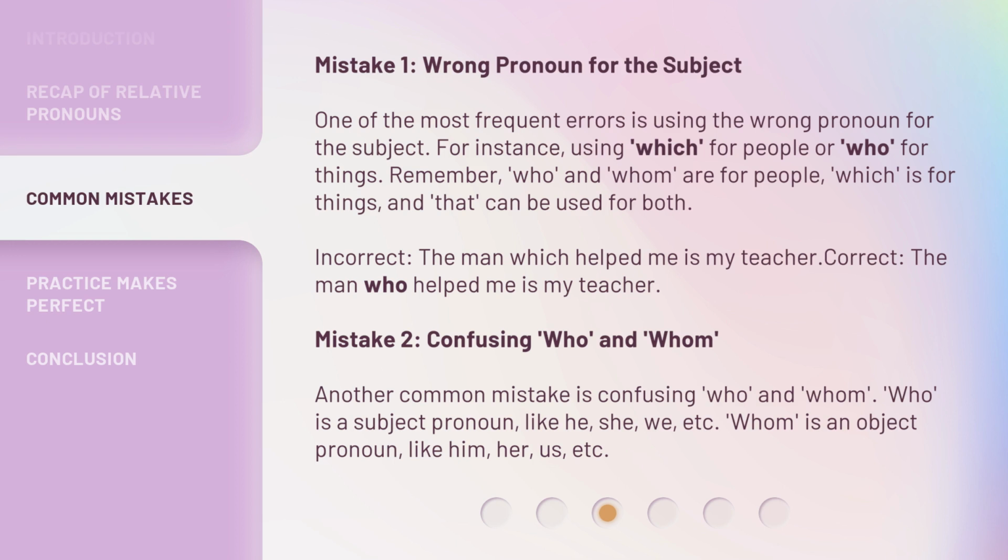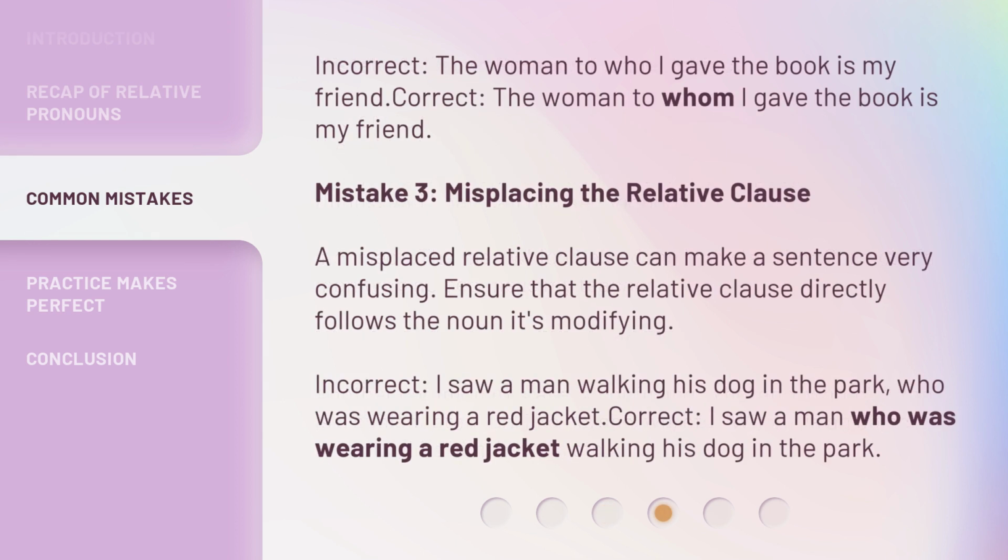Mistake 2. Confusing who and whom. Another common mistake is confusing who and whom. Who is a subject pronoun, like he, she, we, etc. Whom is an object pronoun, like him, her, us, etc. Incorrect. The woman to whom I gave the book is my friend. Correct. The woman to whom I gave the book is my friend.